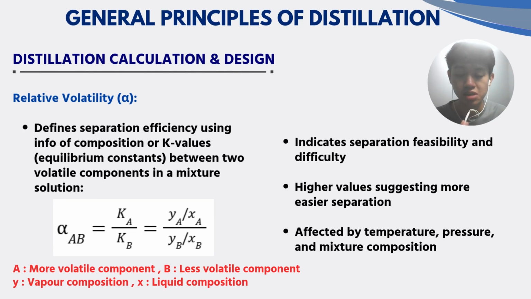Now, let's discuss the concept of relative volatility. Basically, it defines the separation efficiency based on vapor pressure, compositions, or K values between two volatile components in the mixture solution, as shown in the equation below. It helps indicate the feasibility and difficulties of separation, with higher values suggesting easier separation. Additionally, its values are influenced by temperature, pressure, and mixture composition.